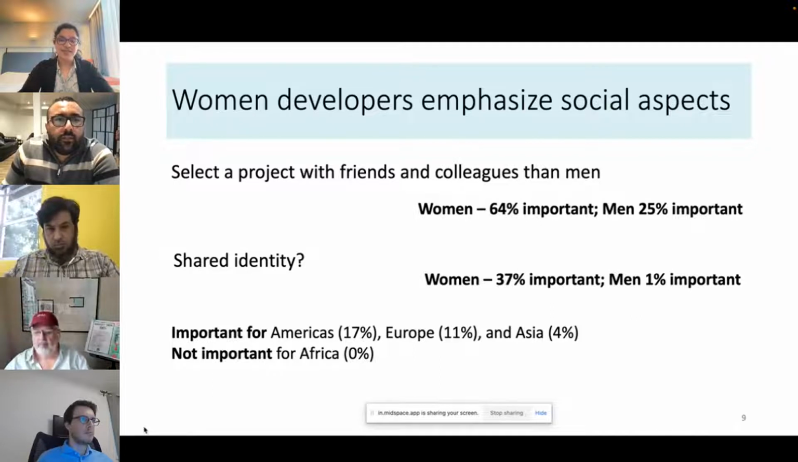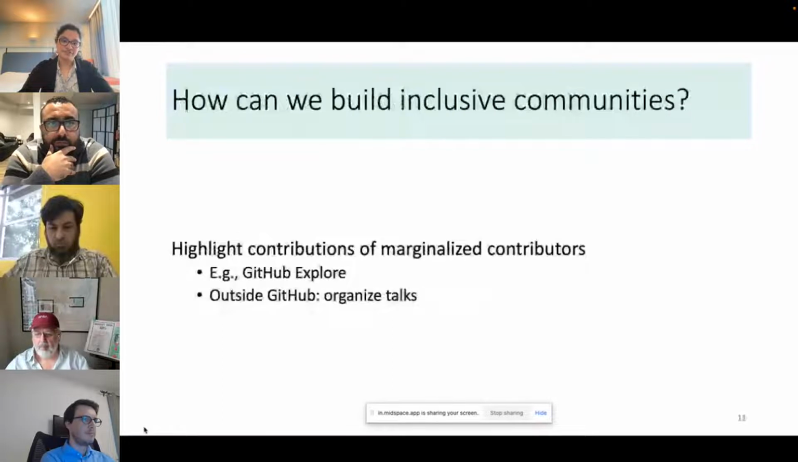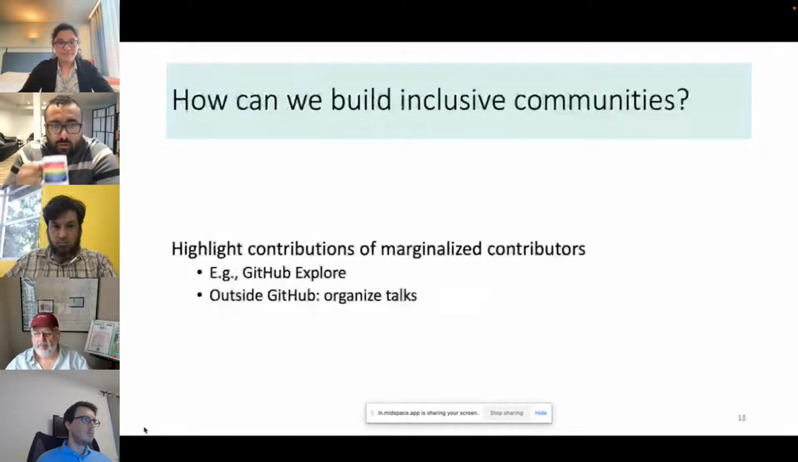Likewise, shared identity is more important for women than for men. Regionally, when we look at these differences, shared identity was more important for developers from the Americas, but that was not quite the case for developers from Africa. We also looked at the incentive model and whether it has any impact. We saw that monetary incentive was more important for women, and likewise, getting paid was a bigger motivation for developers from Africa than for developers from the US or Europe. But here I would also like to emphasize that the data suggests that developers from the US and Europe are more likely to be paid for their jobs.